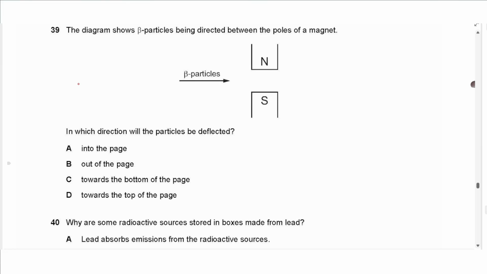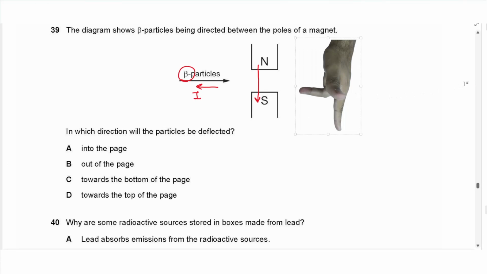Question 39 says, the diagram shows beta particles being directed between the poles of a magnet. In which direction will the particles be deflected? So the magnetic field is from north to south, downwards, and the current is always opposite to the direction of beta particles because they are negatively charged. So the current is to the left.